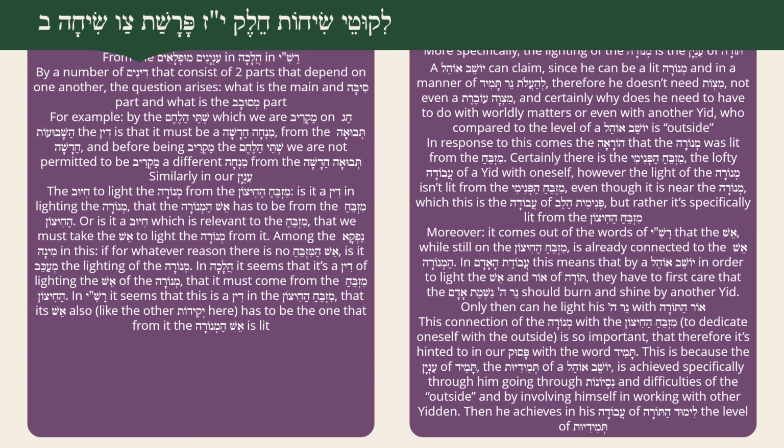And this connection of the menorah with the Mizbeach HaChitzon, which is the idea of a person dedicating themselves to the outside, is so important that therefore it's hinted to in our pasuk with the word tamid. This is because the inyan of tamid, which is the tmidius of a yeshiv oil, is achieved specifically through him going through nisyanis and difficulties of the outside, and by involving himself in working with other yidden, and then he achieves in his aveda of limudat Torah the level of tmidius.